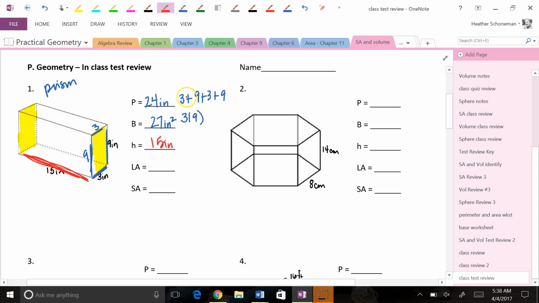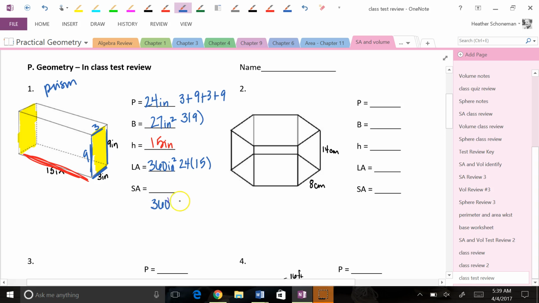Height in a prism is the distance between the two bases. That's 15 inches. Alright, you should have your formula sheets out for this. Now they want lateral area of a prism. That should be the first formula on your sheet. If you look, it's perimeter times height. So perimeter is 24, height is 15. So 24 times 15 is 360. You have 360 inches squared.